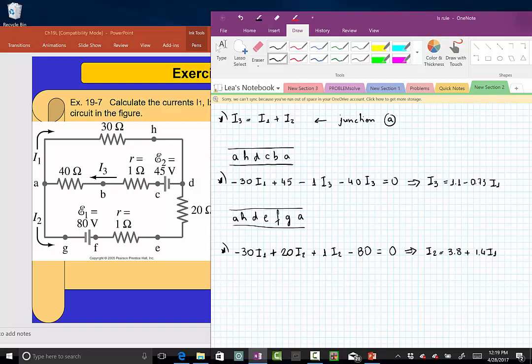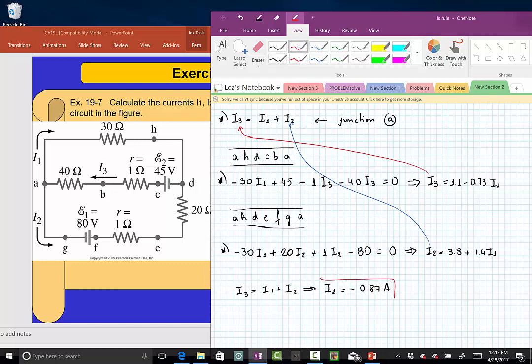What are you going to do now? Well, you pick this I3, put it here. You pick this I2, put it here, and you're going to find I1. Once you use everything in this equation, you will see that I1 is equal to minus 0.87 amps, and this is a very good result.